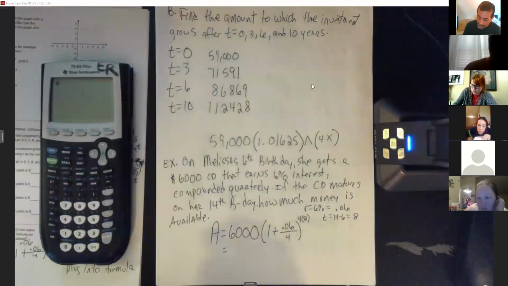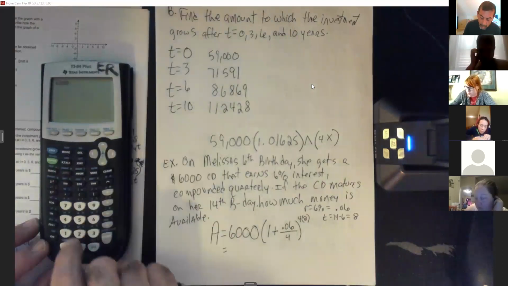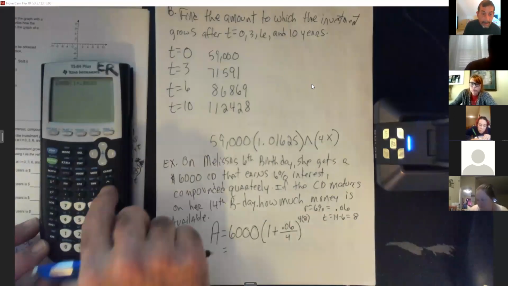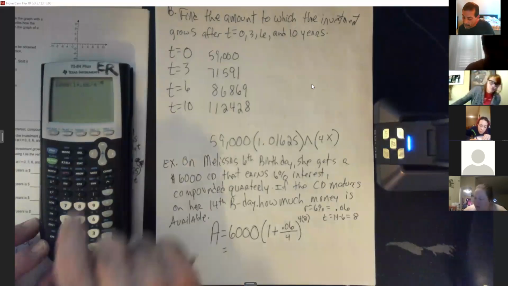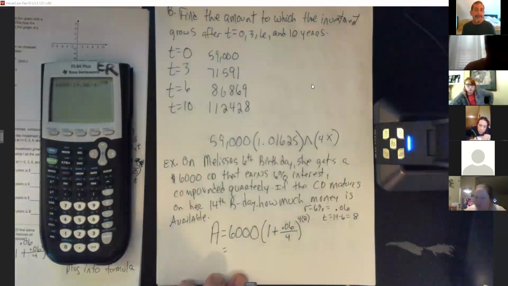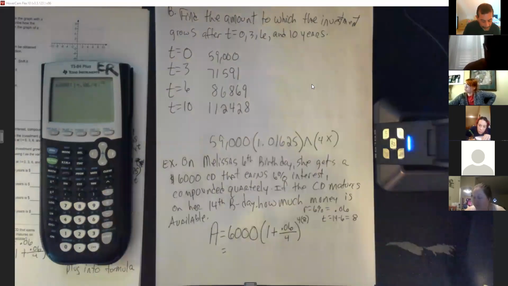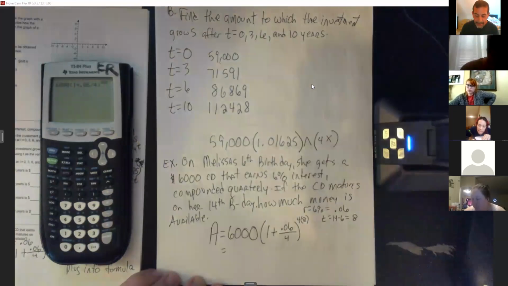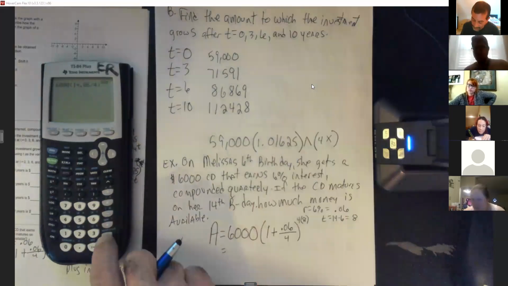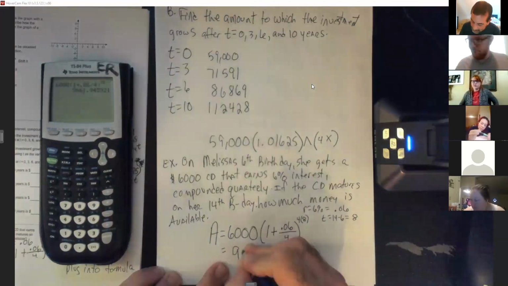And this is nice because I'm just going to punch it all in like it looks. So 6,000, parentheses, 1 plus 0.06 divided by 4, close parentheses, and then this time, well, 4 times 8, I know that's 32. Or you could put 4 times 8 there and it'll still do it. Now, they want me to round my answer to the nearest cents. So let's see what we get. So I know that's going to be 9,660.